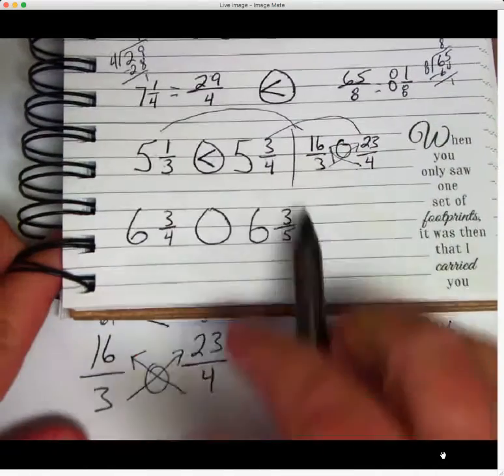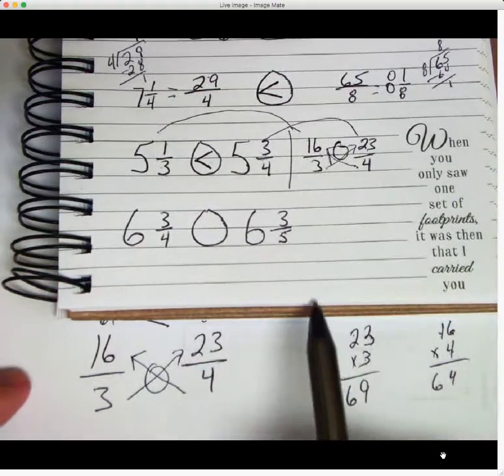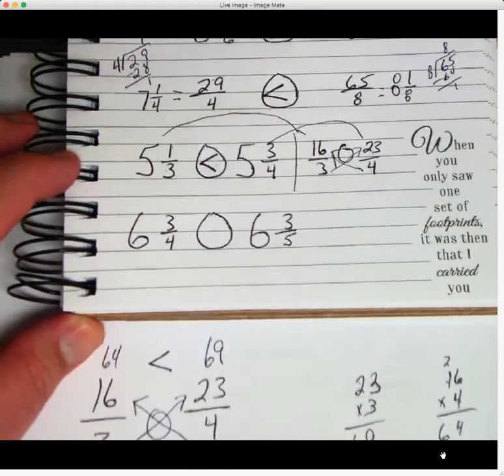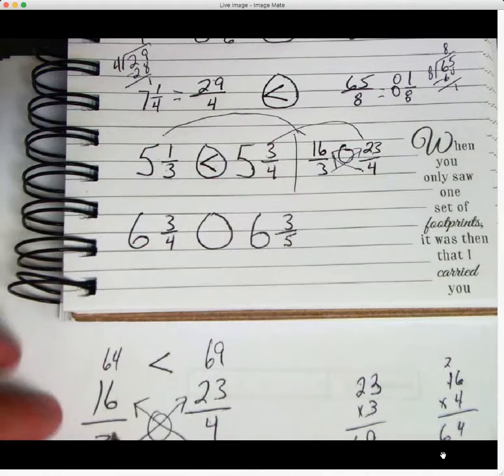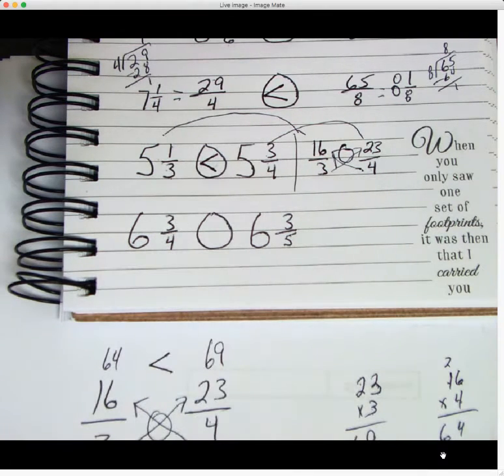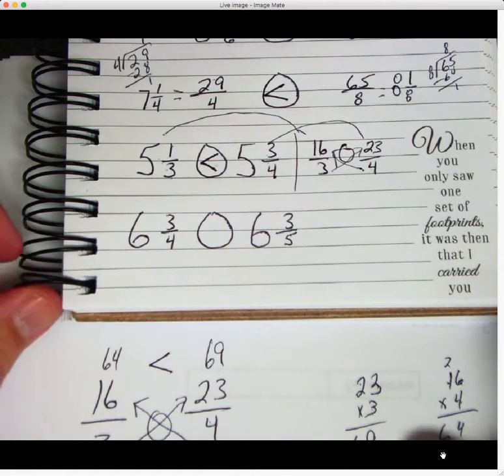Okay, so we made 5 3/4, we turned it into 23/4. And we made the 5 1/3, 16 thirds. When we did the cross multiplying method, we found 23/4 is greater, which is the same thing we just found when we reasoned through it. So let's work another one. We've got 6 3/4 and 6 3/5.